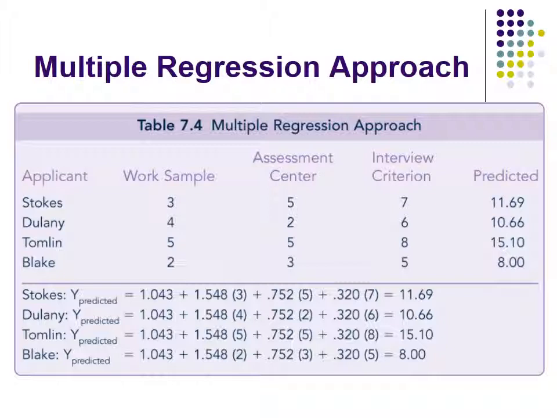Now you can kind of tell, if you look at this, that if you scored really high on the work samples test and lower on the other 2, well, the work samples test has the largest number we're multiplying it by, 1.548, which means, again, that might compensate for a low assessment or interview score.